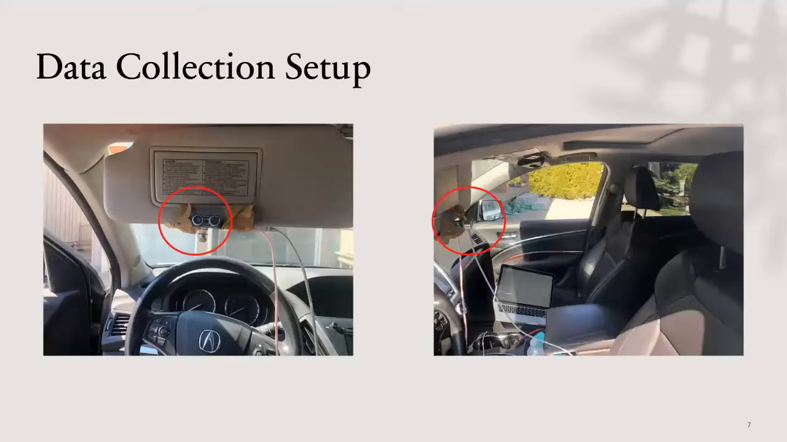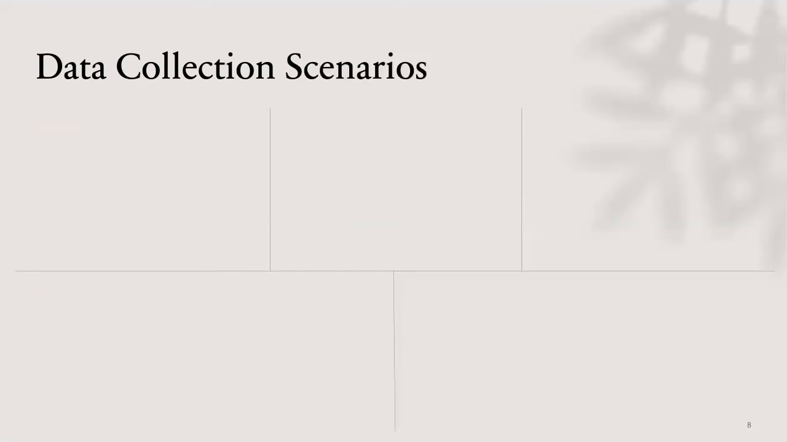For collecting the data, I taped the sensor board to the sun visor of the driver's side. That way I could have the ultrasonic sensor directly picking up the person if they're sitting in the seat, and I could also have the gas sensor really close to where the person is exhaling so it can pick up their CO2. In terms of the data collection, I wanted to make sure that my model was robust to the different scenarios that you would find yourself in inside of a vehicle.